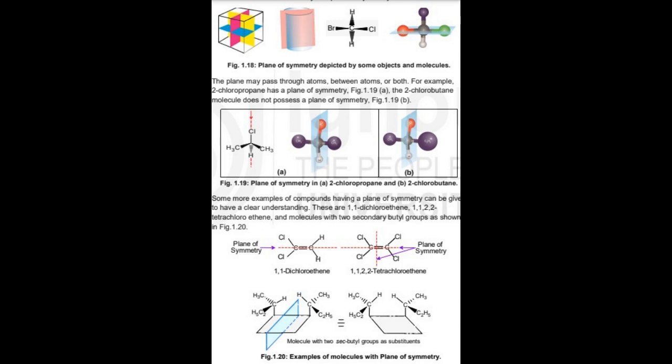A plane of symmetry is an imaginary plane passing through an object, dividing it such that one half is the reflection of the other half.